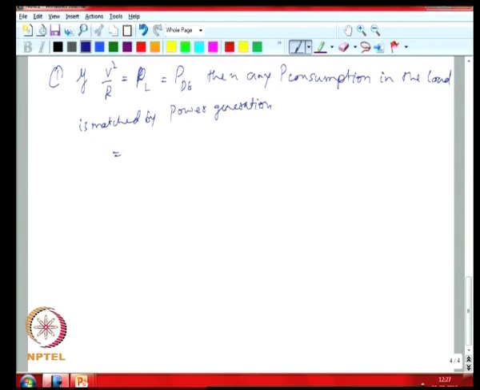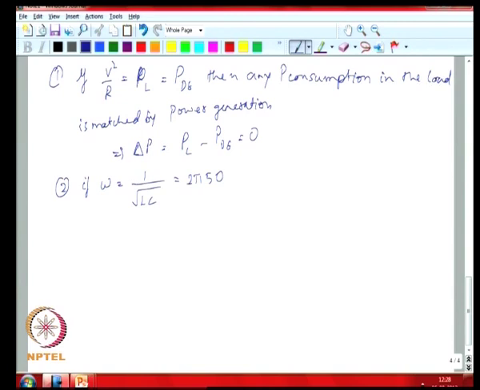So, this implies that your delta P, which is P of the load minus P of your DG, is 0. The second situation is, if your feeder is well compensated at 50 hertz, then your omega, which is 1 by root LC, would turn out to be 2 pi times 50.